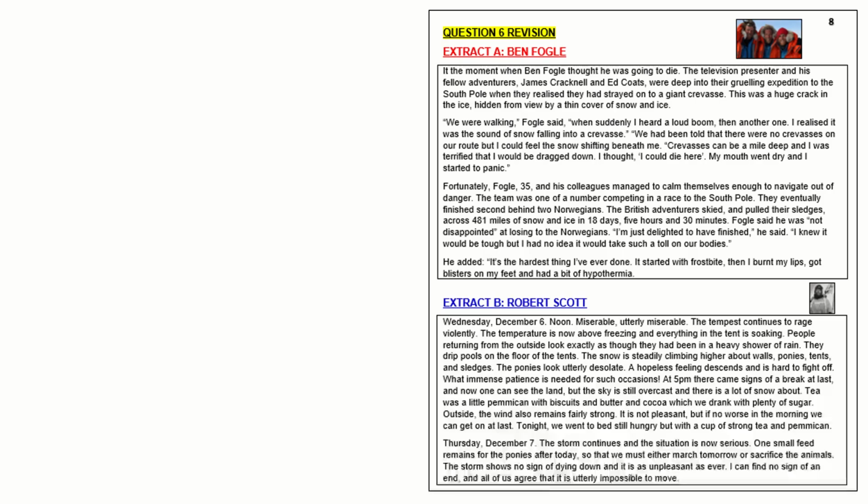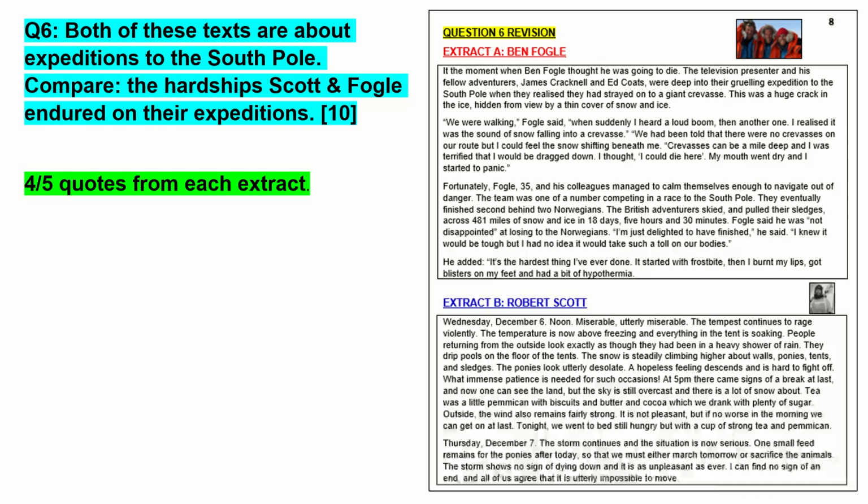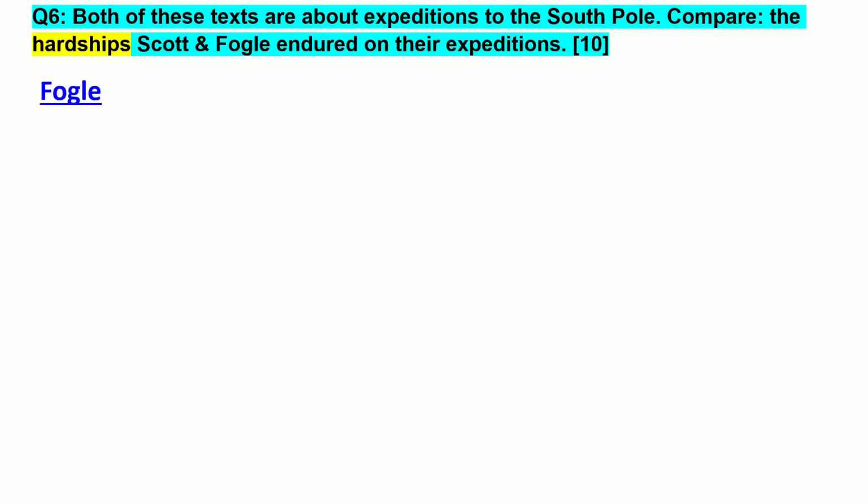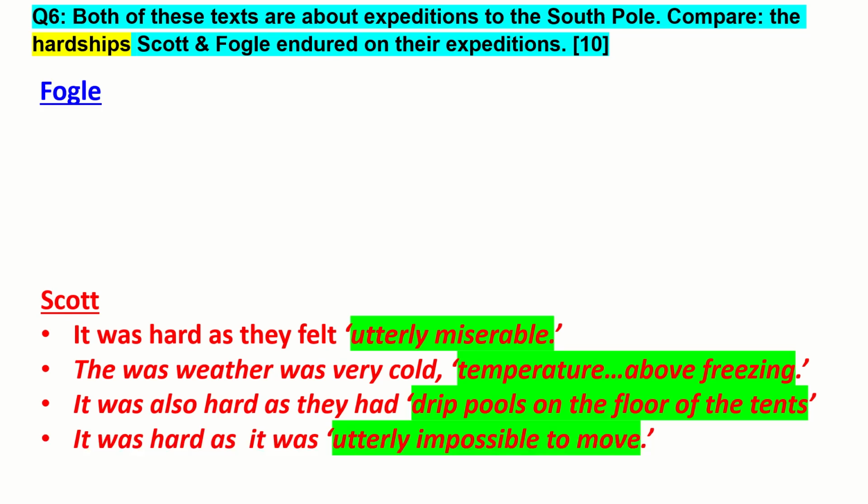Okay, again, if you want to pause the video on this one and do it yourself, okay, this time both of these texts are about expeditions to the South Pole. Compare the hardships, so basically the difficult things they went through. Again, use the same structure, their surnames, underline it, and do the bullet points. So Fogel, so let's do Scott, for example.